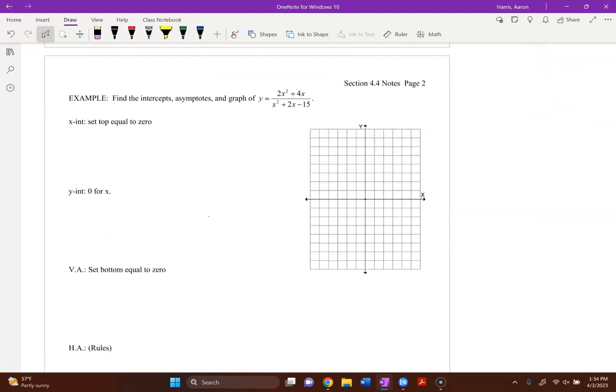Let's find our x-intercepts on this one. 2x squared plus 4x. I'm going to take a 2x out, and I'm left with x plus 2. So I have 0 and negative 2 will be our x-intercepts. Y-intercept, now let's let x be 0.